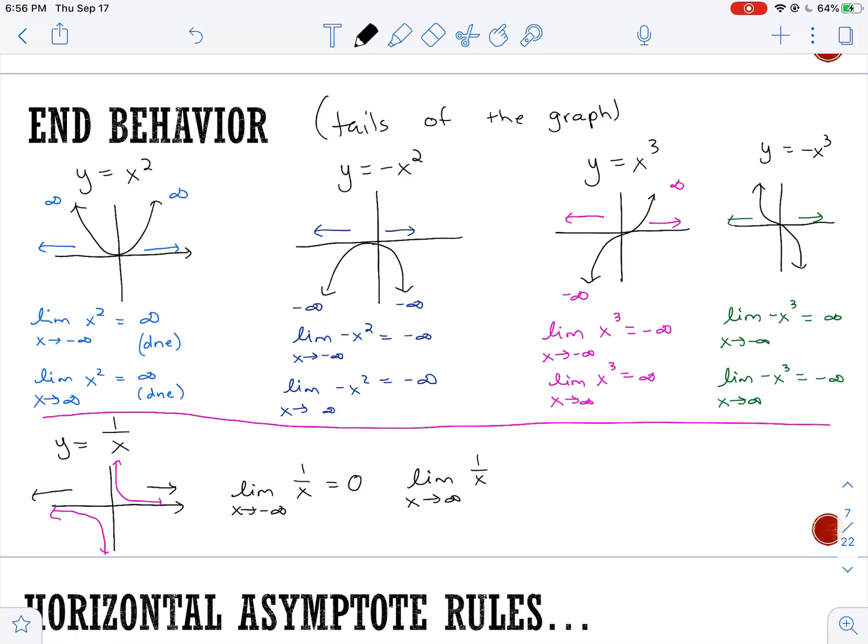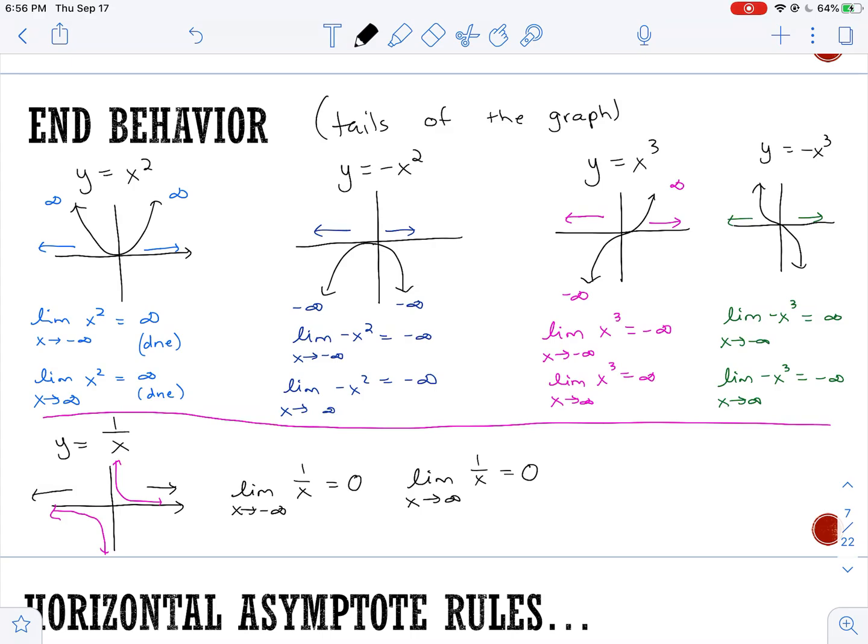And what's happening as they're getting bigger and bigger? What's the limit as x goes to positive infinity of 1 over x? Well, those y values are also getting closer and closer to 0, so that limit would be 0. So your rational ones behave a little bit differently than the polynomial ones.